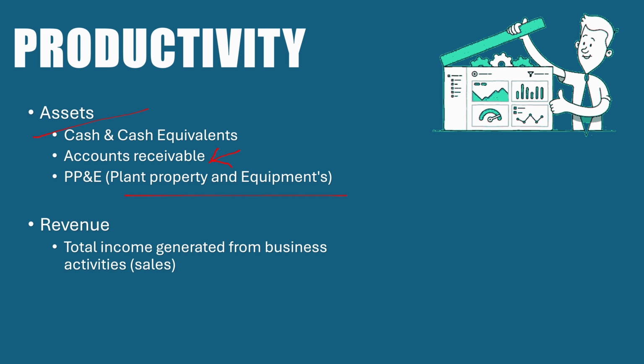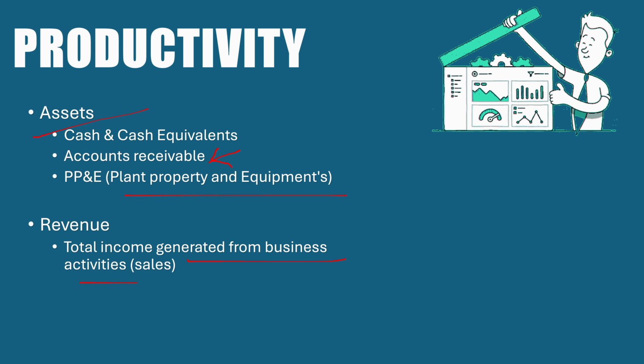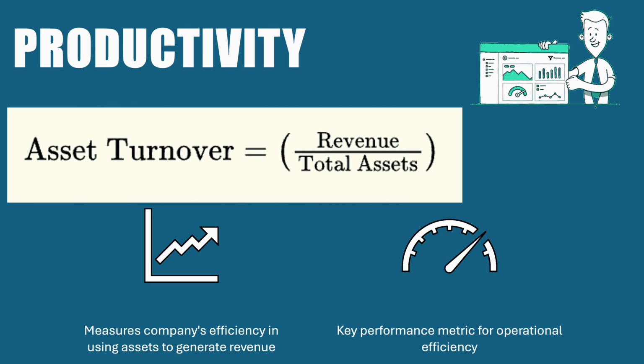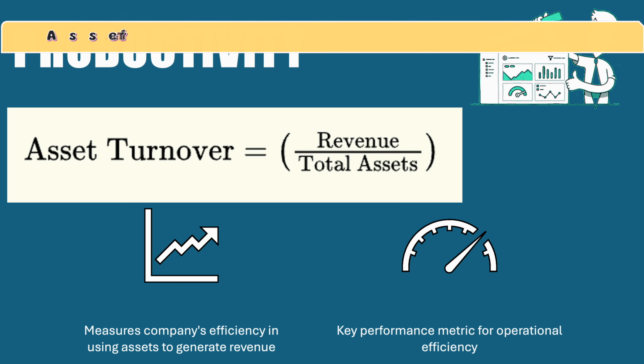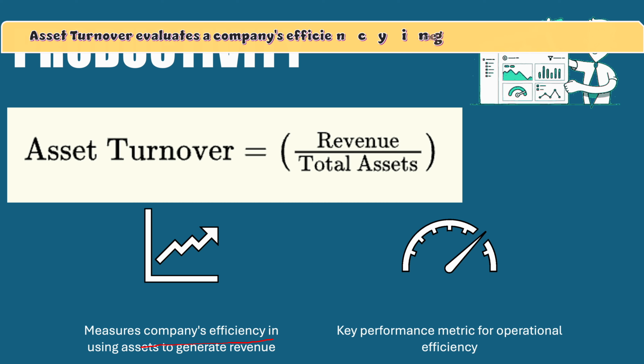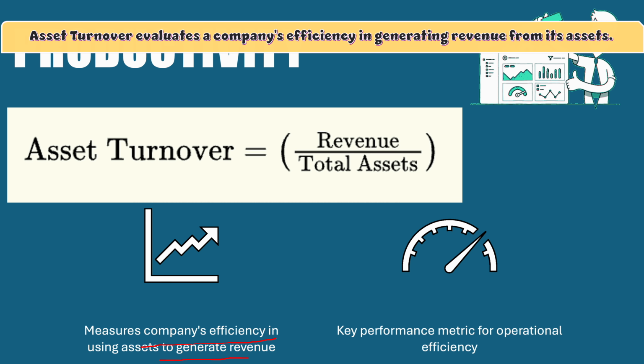Revenue is total income generated from business activities. It is also called sales. So if you hear sales or revenue, they mean the same. Now, what is asset turnover? Asset turnover is the ratio of revenue to total assets. It measures a company's efficiency in using assets to generate revenue.